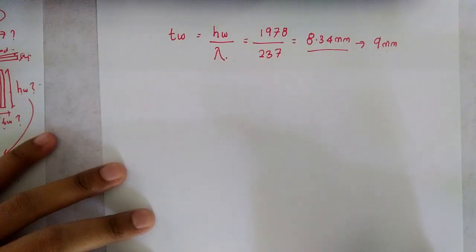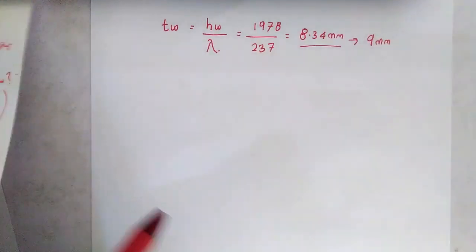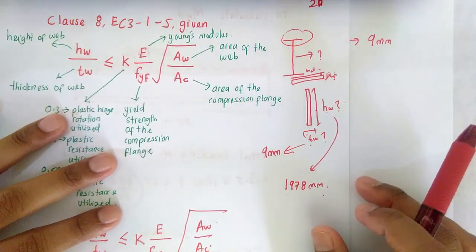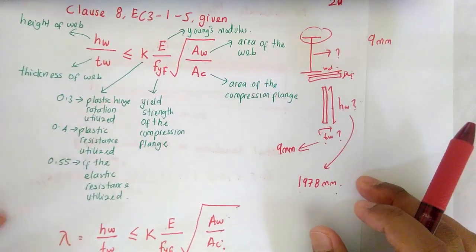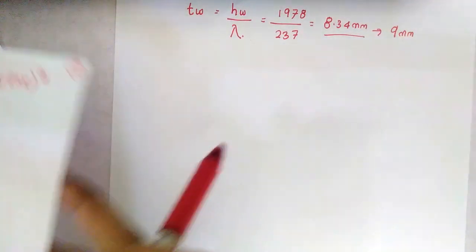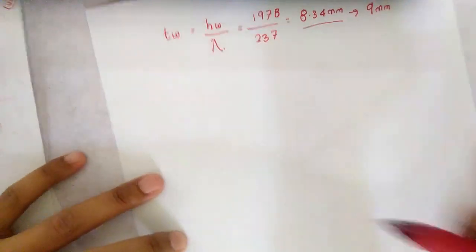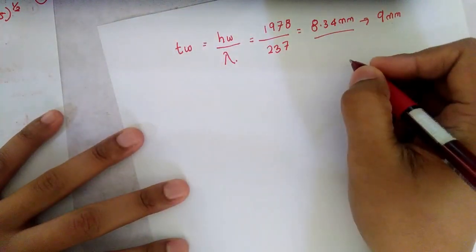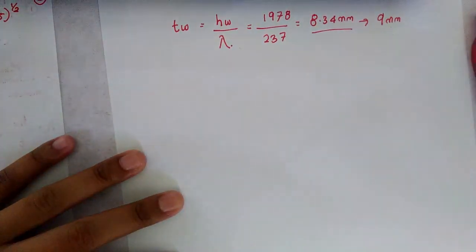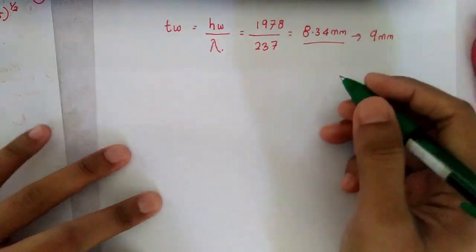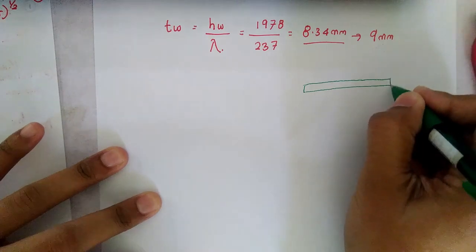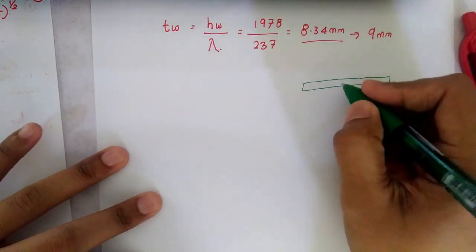Okay, so now we're going to calculate the thickness of the flange and also the width of the total flange. So how can we calculate them? First, we can define the thickness of the flange. In this particular case, let me use another color. In this place, we can have the flange.